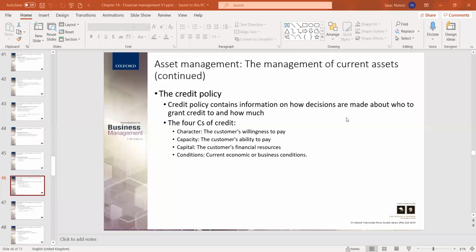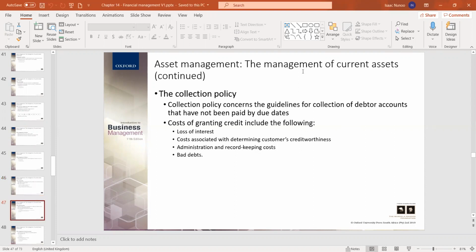So this is the credit policy, where I've already discussed the four main standards: the character, the capacity, the capital, and the conditions. Then the collection policy gives the guidelines for collection of debt accounts. The cost of granting credit should include the loss of interest, the cost associated with determining consumers' creditworthiness, the administrative and record keeping cost, and the bad debt. And these are all important things.